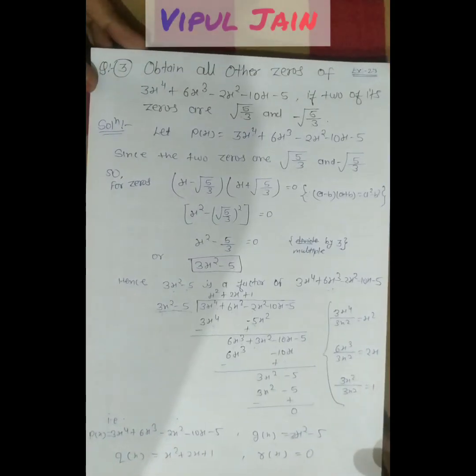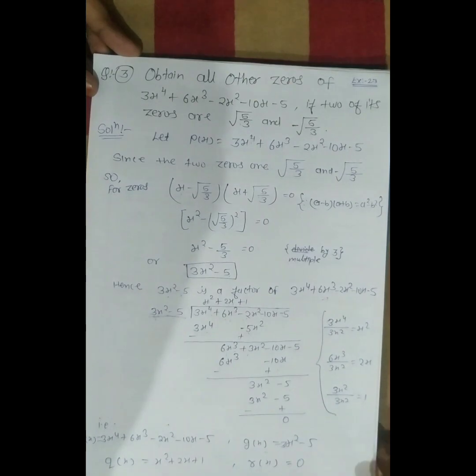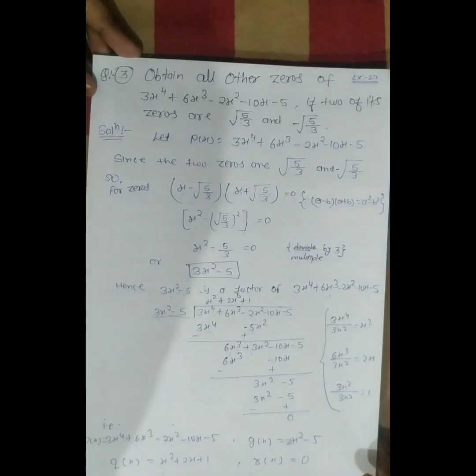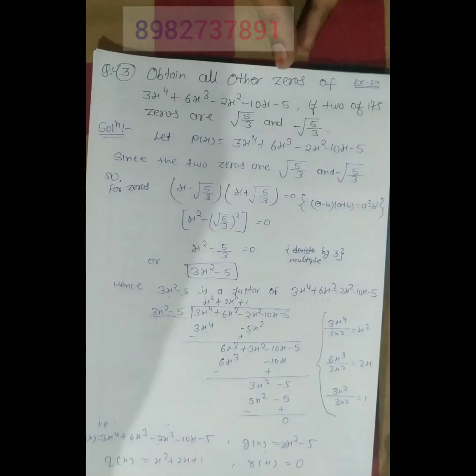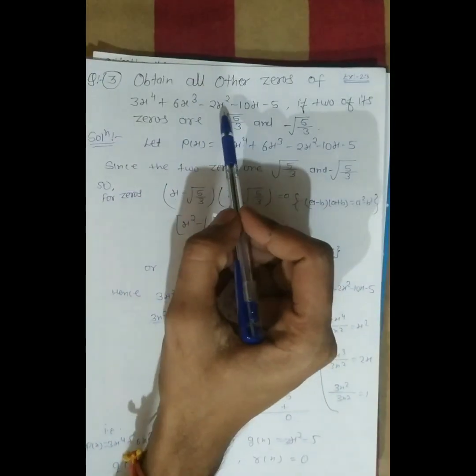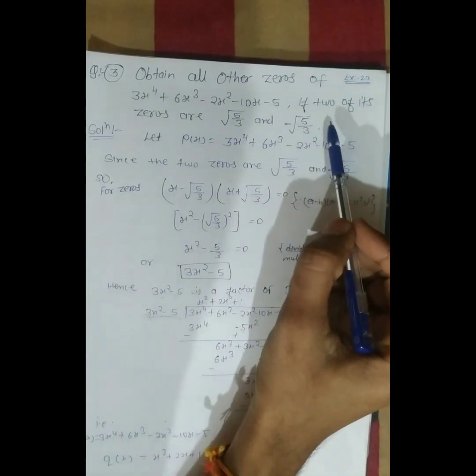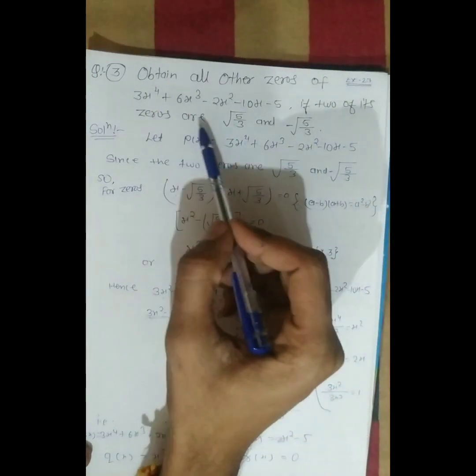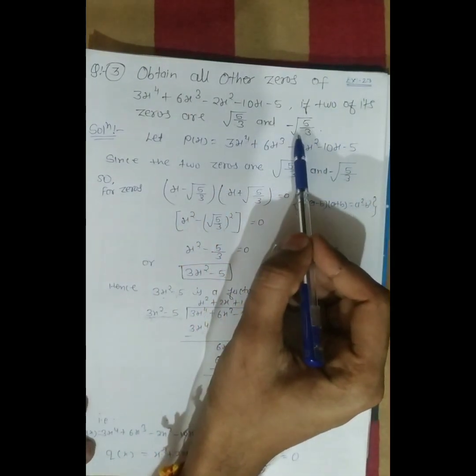Hello student, this video is related to your exercise 2.3, question number 3. Obtain all other zeroes of the polynomial 3x^4 + 6x^3 - 2x^2 - 10x - 5, if two zeroes of it are √(5/3) and -√(5/3).